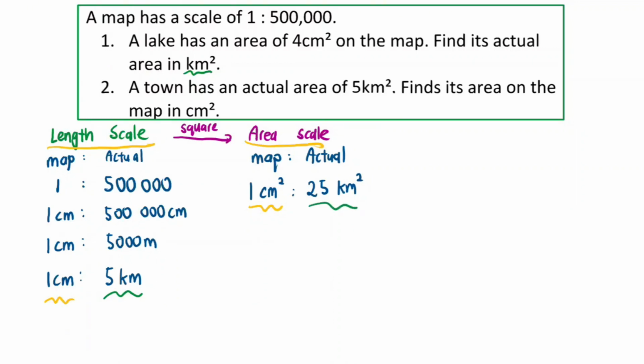Now this area scale actually corresponds to the units in the first question, because in the first question, the lake has an area of 4 cm square on the map, and its actual area is in kilometers square. So now our area scale actually corresponds to the required units in question 1. So now let's attempt to answer question 1.